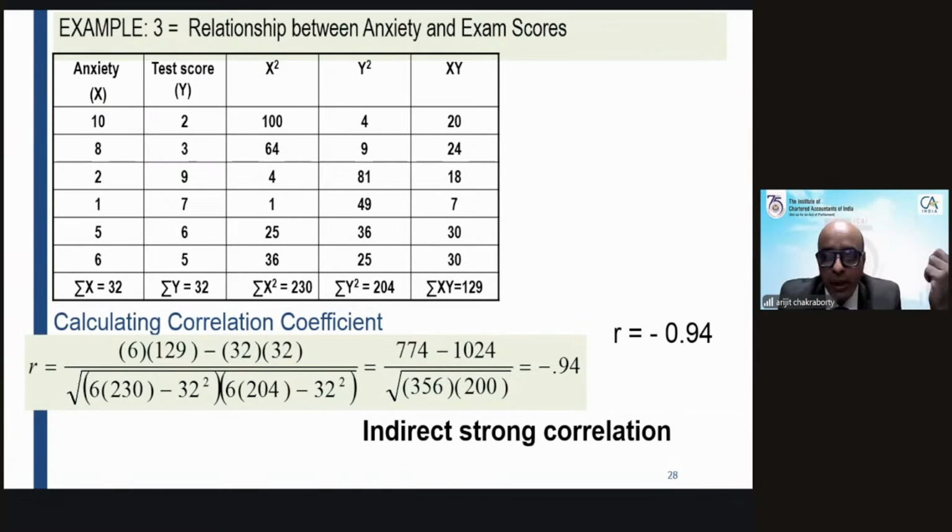So you can see that it comes to indirect strong correlation. So minus 0.94. So it is basically, we can say it is a negative strong correlation, inverse or indirect.